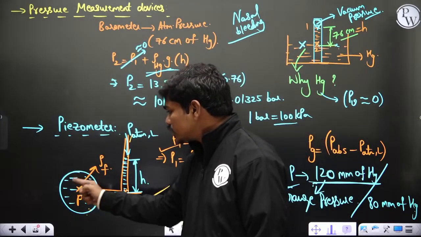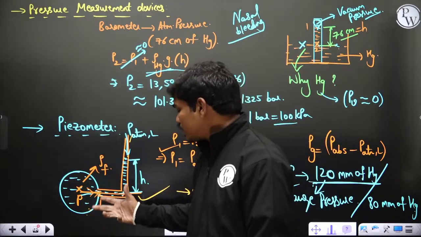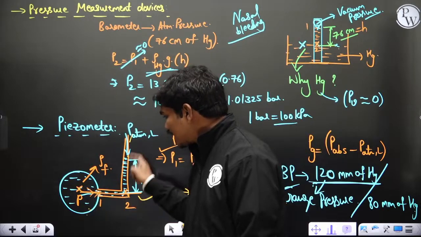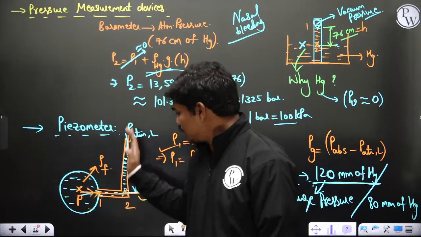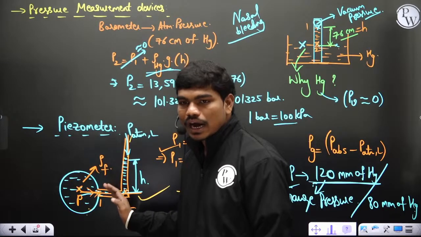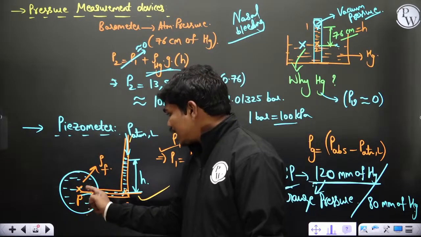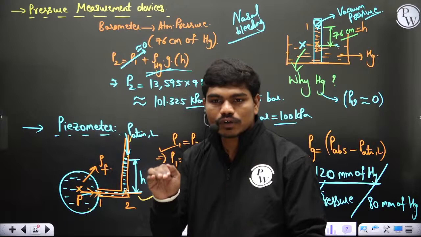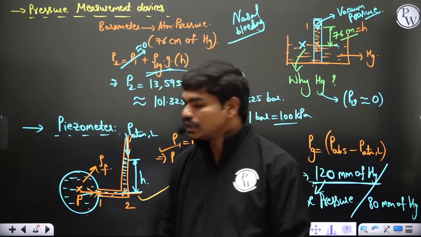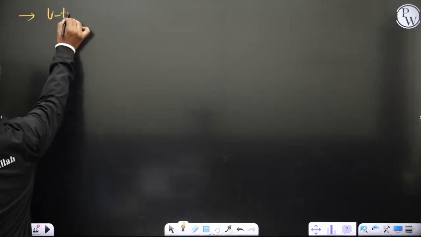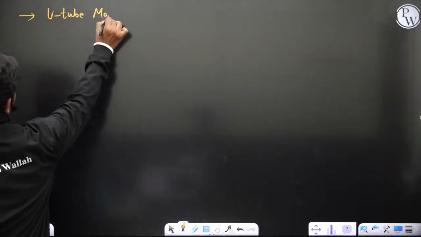Now, what are the defects in this? If there is a gas, definitely this gas should not escape out of these tubes, so there should be some restriction here. Yes or no? And also, even for high pressures, there should be some reference about which you can measure the pressure difference. That gave us the situation of U-tube manometers.